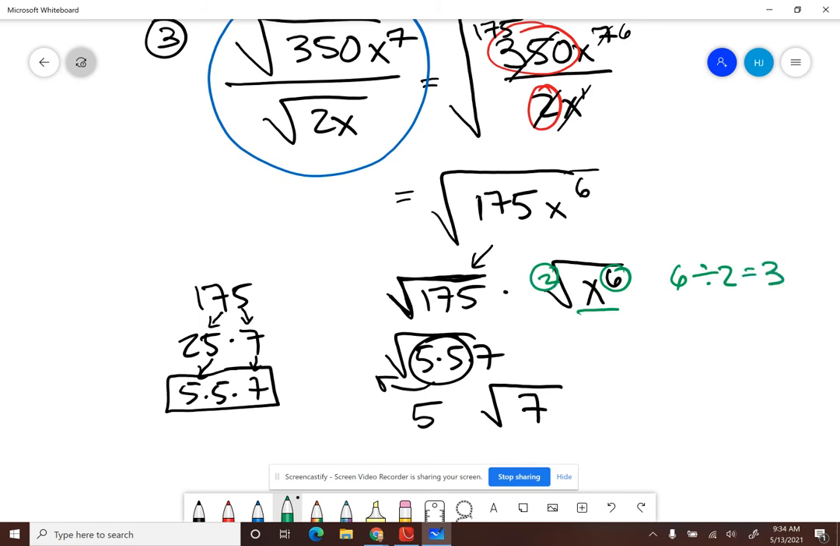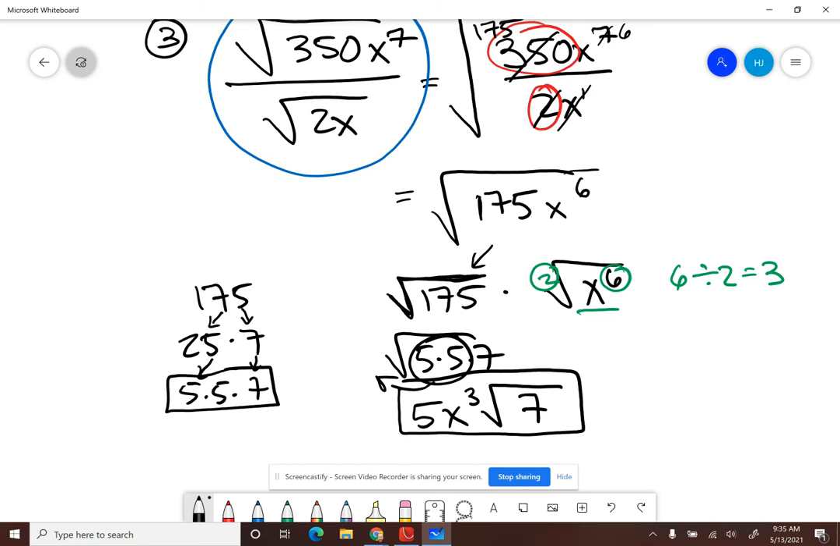That means 3 groups of x can come out of this radical, and I'll have nothing left over, which means there won't be any x's inside or underneath my radical. So that means I'm going to have x to the 3rd come out. So this, ladies and gentlemen, would be my final answer for that particular problem.